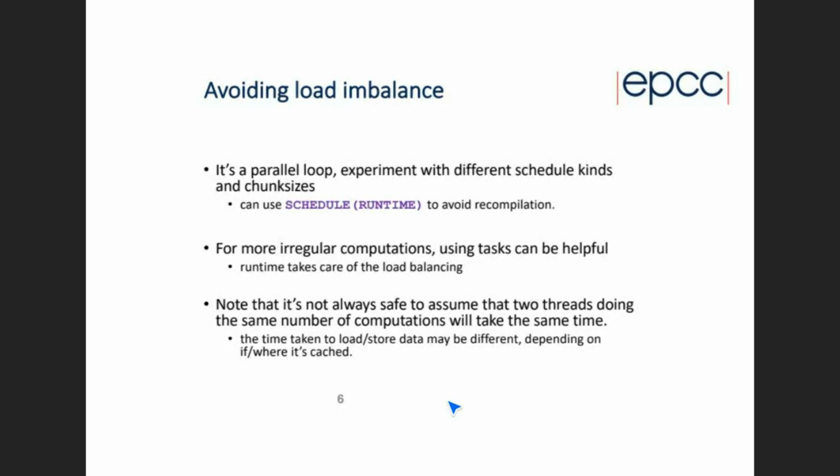Okay, so what can we do to avoid load imbalance? Well, if it's a parallel loop, then clearly we've got the ability to experiment with different schedule kinds and chunk sizes. So OpenMP gives us quite a lot of handles to play with to try and improve the load balance for parallel loops. And remember that you can use schedule runtime to avoid having to recompile if you're doing lots of testing of different schedule kinds and chunk sizes.